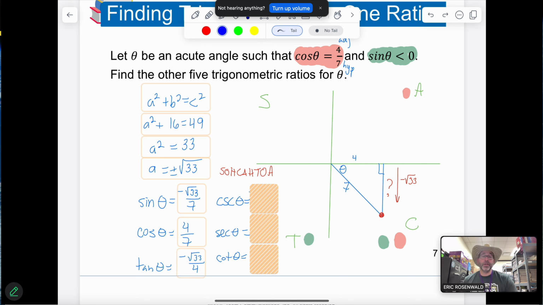Now we're done with the 3. We just take the reciprocals of each one of these. So it's going to be negative 7 over root 33, 7 over 4, and then negative 4 over root 33.